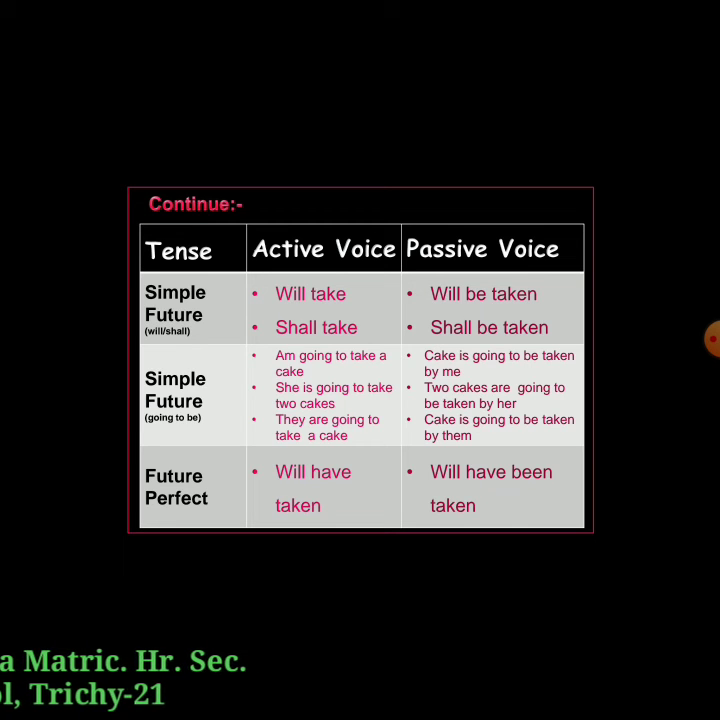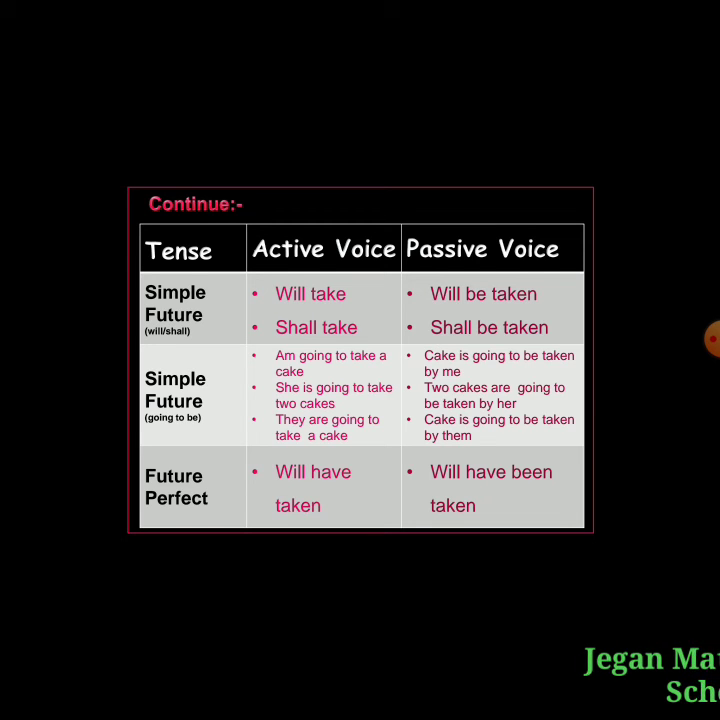Okay, simple future: I'm going to take a cake. She is going to take two cakes. They are going to take a cake. A cake is going to be taken by me. Two cakes are going to be taken by her. A cake is going to be taken by them. You can also use future perfect: will have taken, will have been taken. So when you change future perfect from active to passive, it is will have been taken.